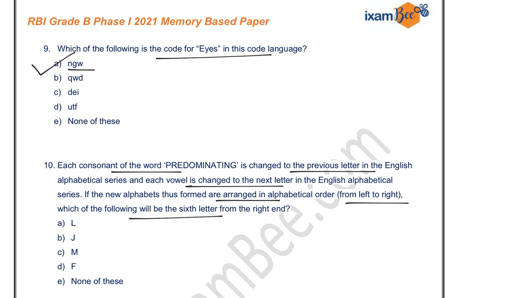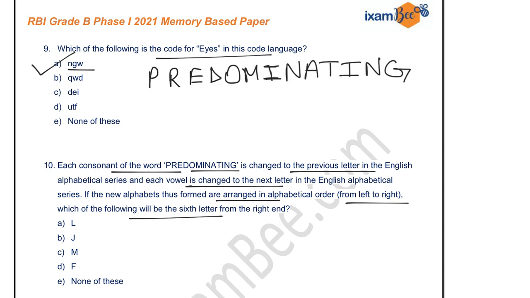So first of all we will write the word predominating. Now you know that your vowels are changed to the next letter and your consonants are changed to the previous letter. So P is a consonant, so it will get changed to O. Similarly, R is a consonant, so it will change to its previous letter, that is Q. Now E is a vowel, so it changes to F. Similarly, you can perform the operations and write all the letters accordingly, right? So D will get changed to C, O will change to P because it's a vowel.